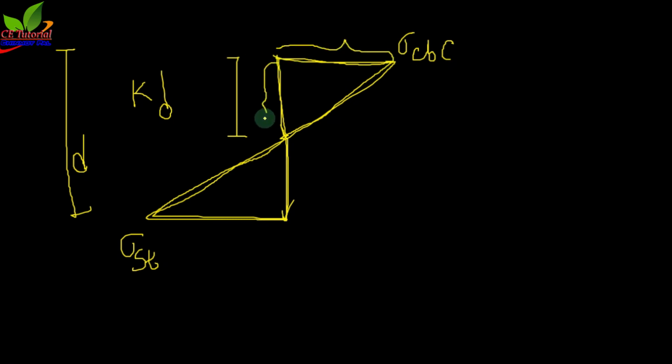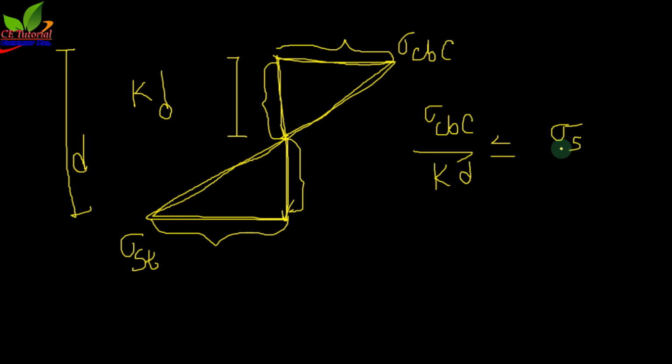So you can say sigma CBC by KD equals sigma ST by this distance. Keep in mind this is not actually sigma ST. In our working stress method, we have converted the sigma ST in terms of concrete, and this is actually sigma ST by m. So this is sigma ST by m by this distance, and this distance is nothing but D minus KD. Now you can calculate the K value here.